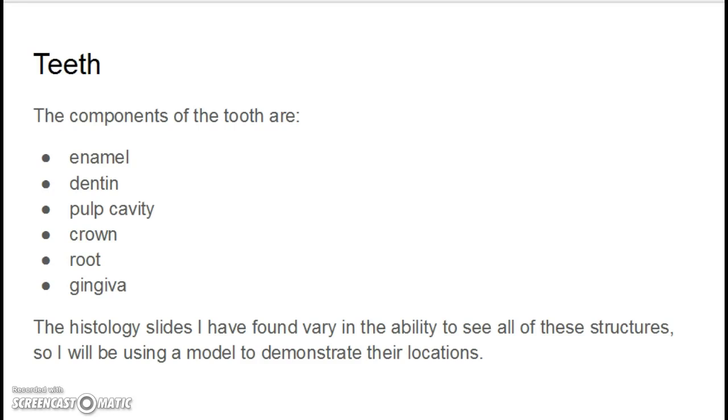The components of the tooth are the enamel, dentin, and pulp cavity, the regions, the crown and the root, and then we'll be discussing the gingiva. I will actually be using a model to demonstrate the location of these structures because the histology slides that I have found do not all have all of the features that I want you to be able to identify.